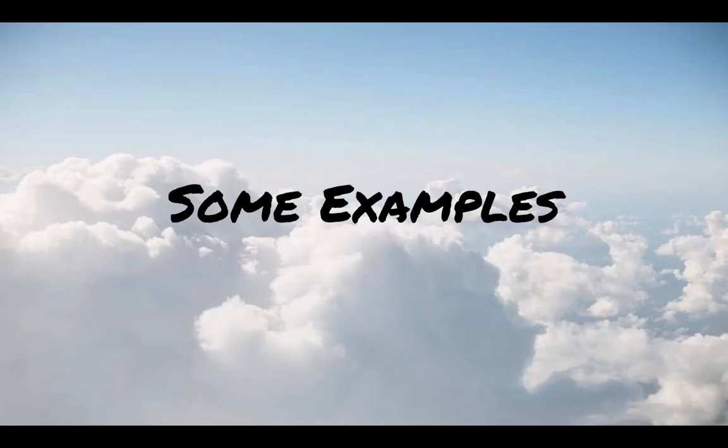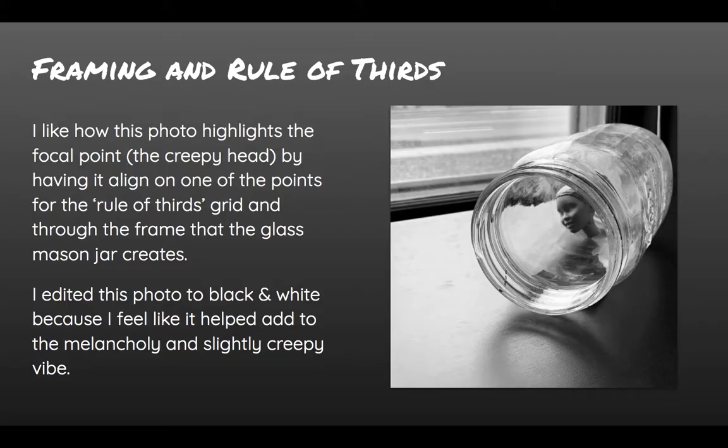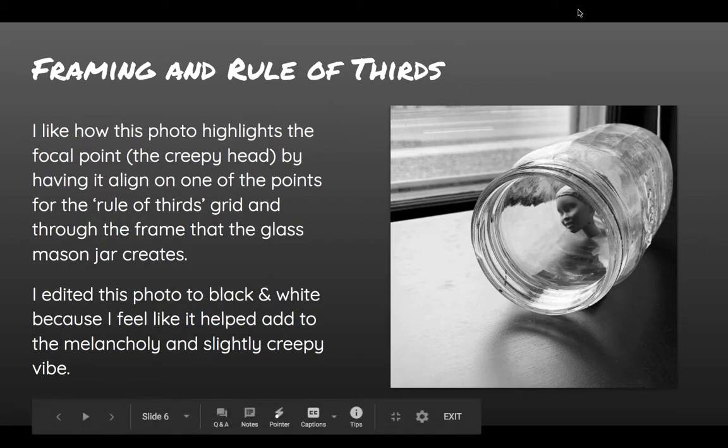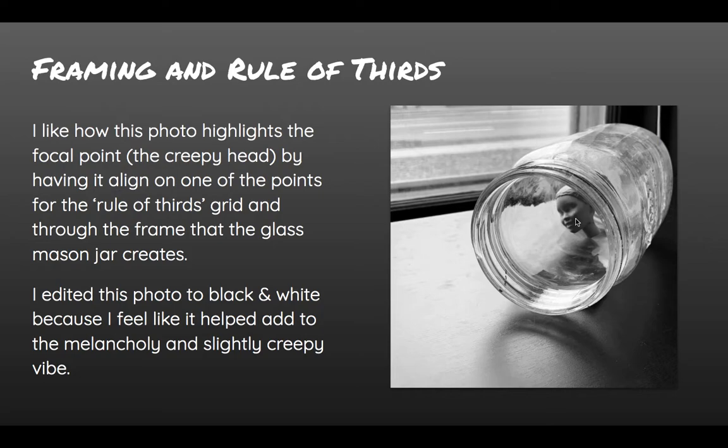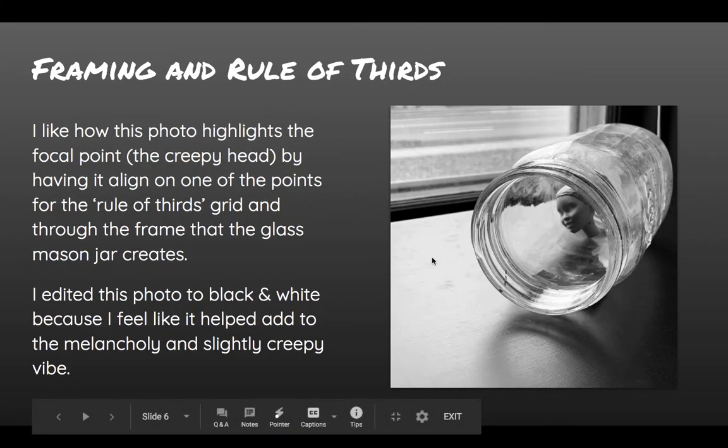So here are some examples that I took. Okay, so this image I took is following framing and rule of thirds. So for rule of thirds, I see that the main focal point that's highlighted by the mason jar, like the opening kind of created a frame. And then the focal point lines up where, if this is broken up into thirds, it lines up where two of those lines would overlap. So for my focal point, I'm doing two great things for it, where one, it's highlighted through this frame, and two, it's lining up on the rule of thirds.